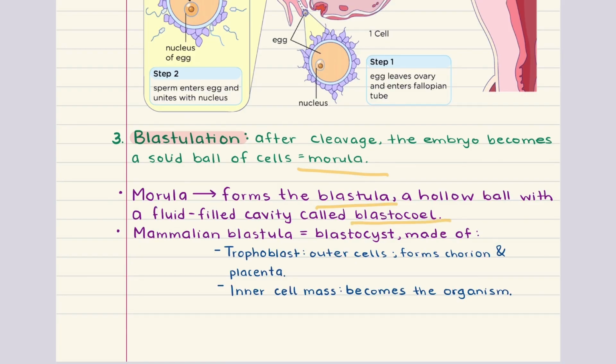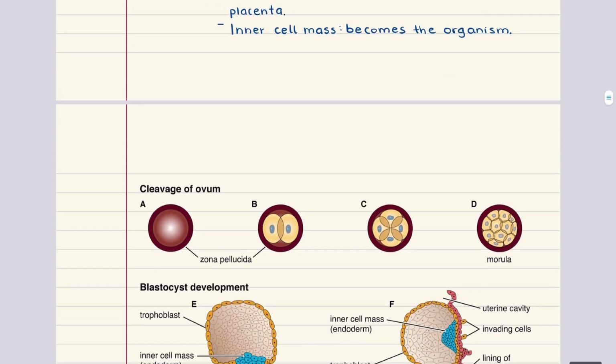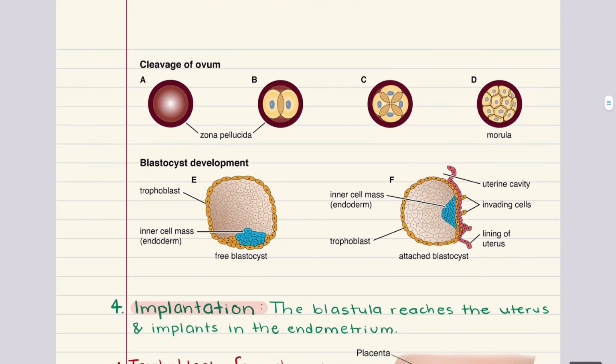In mammals, the blastula is more specifically known as a blastocyst. And this is where we start to see some specialization in the cells. The blastocyst is made up of 2 main parts. The outer layer of cells is called the trophoblast. These cells will go on to form structures that support the embryo, like the chorion and eventually the placenta.